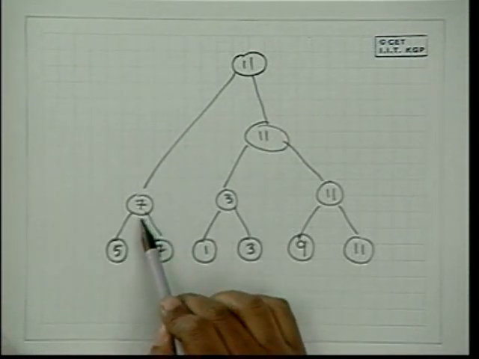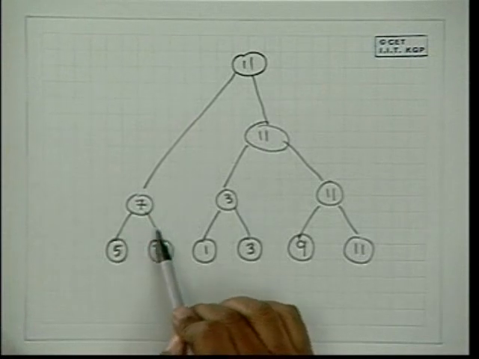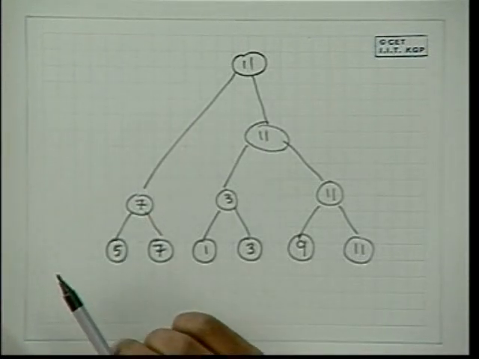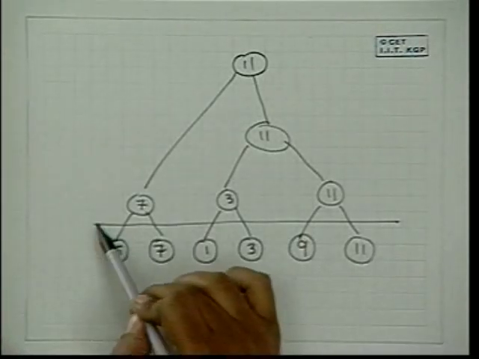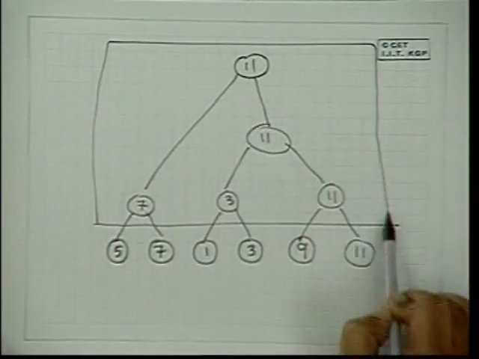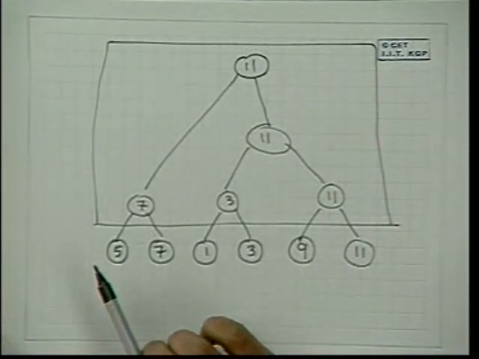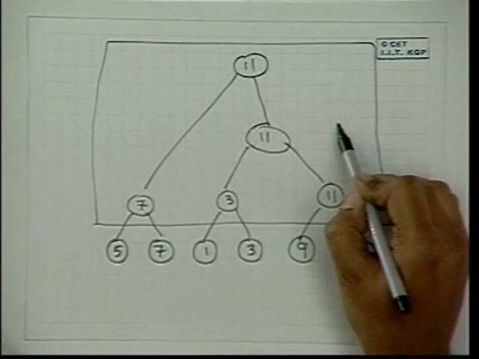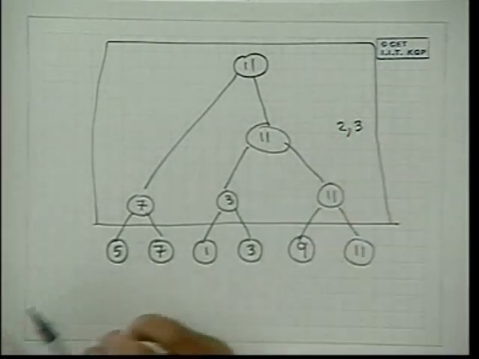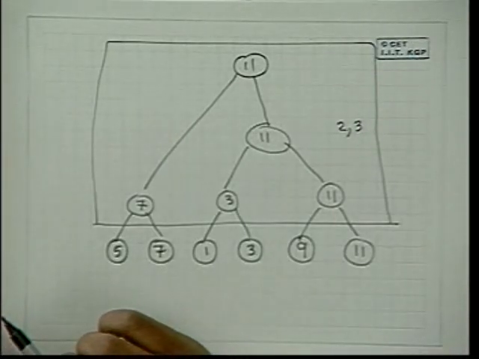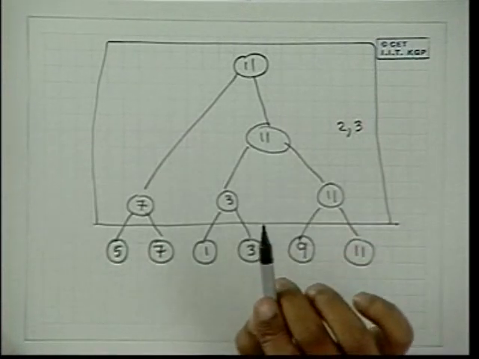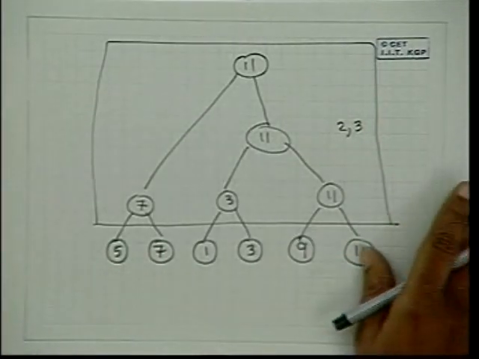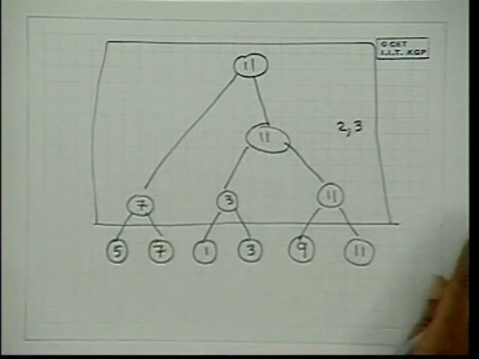Additionally, a 2-3 tree can have either 2 or 3 children. These are the leaf nodes, and these are the internal comparison nodes, the non-leaf nodes. A non-leaf node can have 2 or 3 children. It cannot have 1 child, and it cannot have more than 3 children. And what do these comparison nodes store?